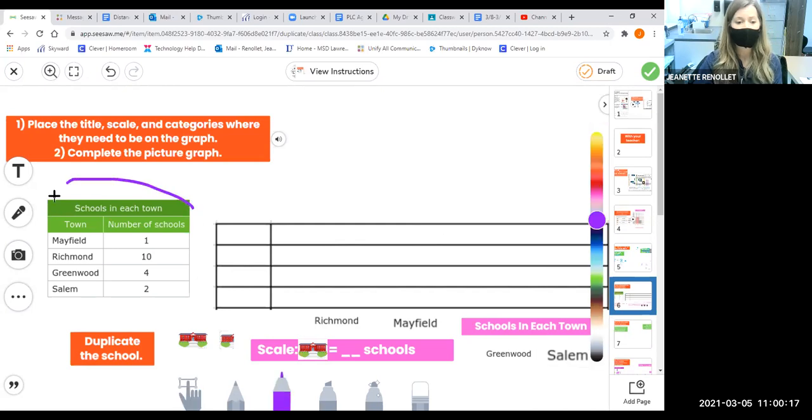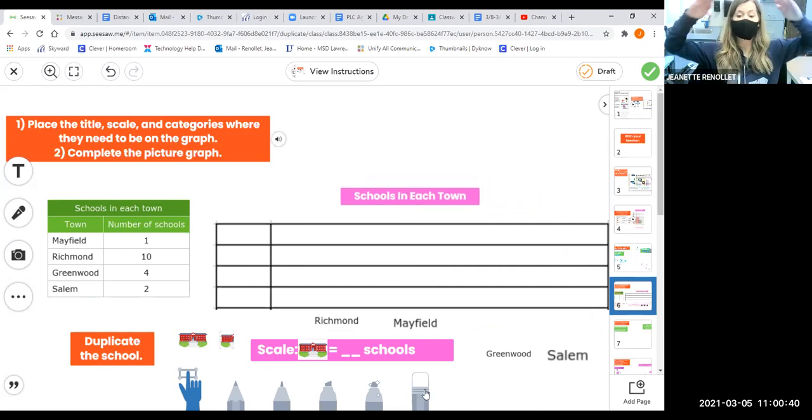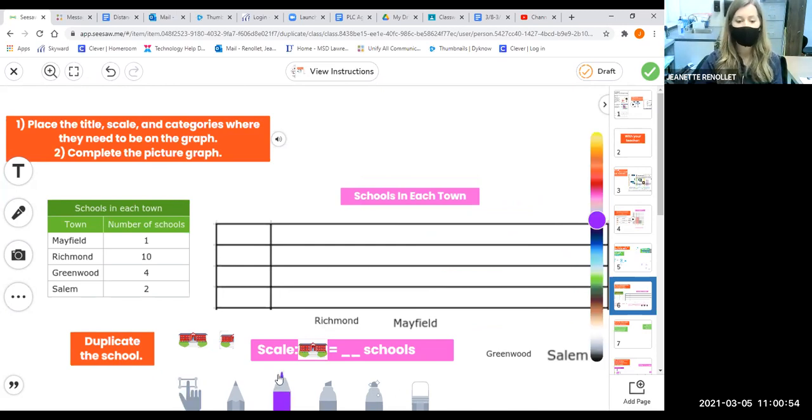So I notice our data over here in our frequency table. I notice the title says schools in each town. So I'm going to click that title that says the same thing. I'm going to move it to where the title goes on my graph. Remember, the title normally goes up top. If my frequency table says schools in each town, my graph needs to say schools in each town. Check that you have put your title in the correct spot.